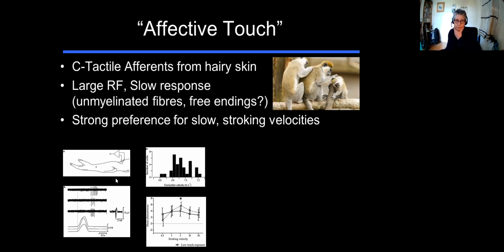But crucially, these neurons have a strong preference for slow stroking velocities. And that's why they're thought to be involved in this kind of social, pleasant touch, like cuddling, grooming, stroking, and if you're a monkey, picking up fleas. So this is just the number of these units that you can record.